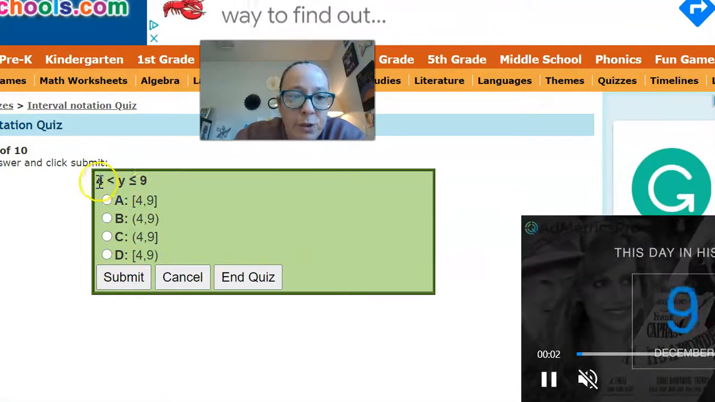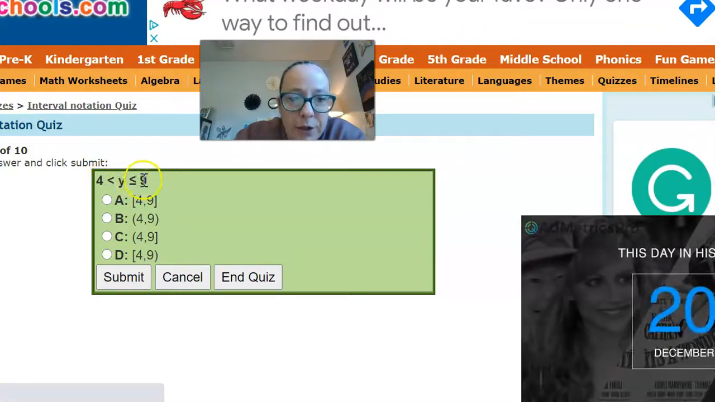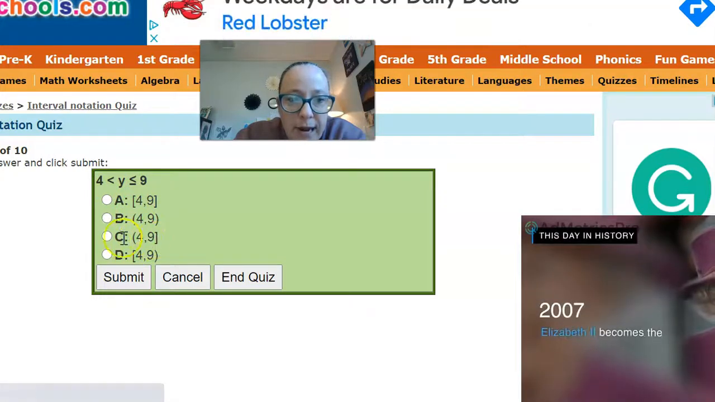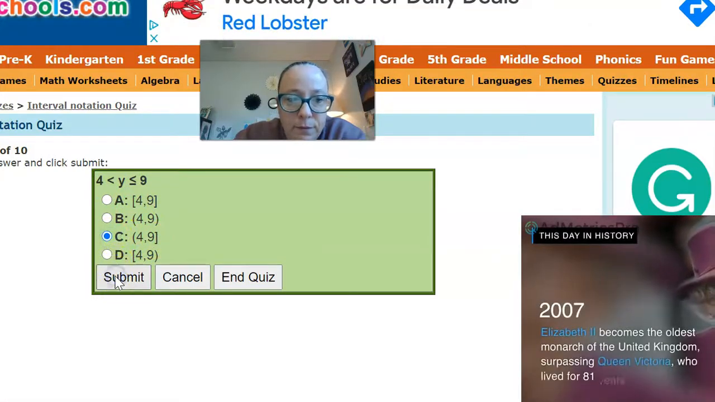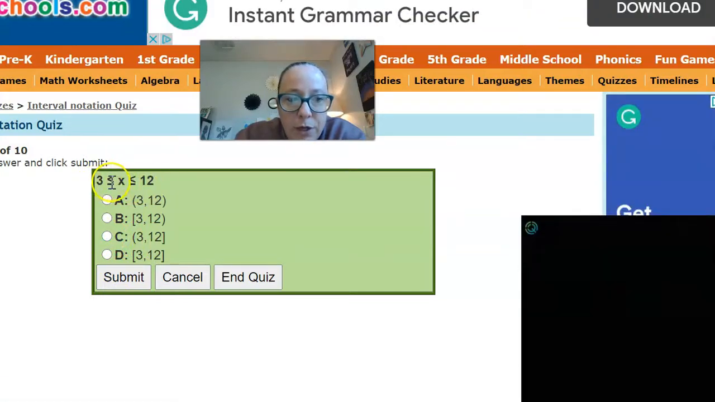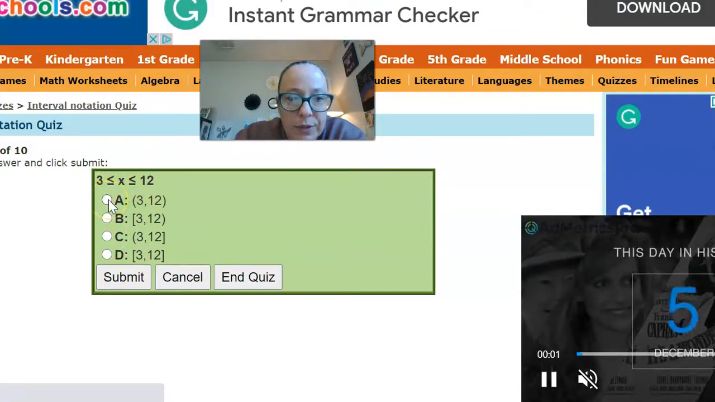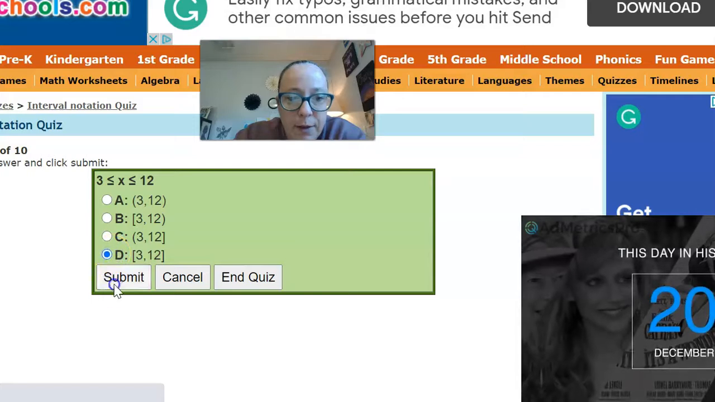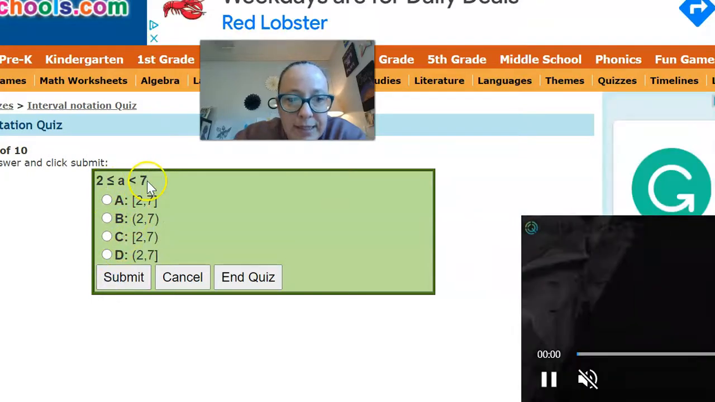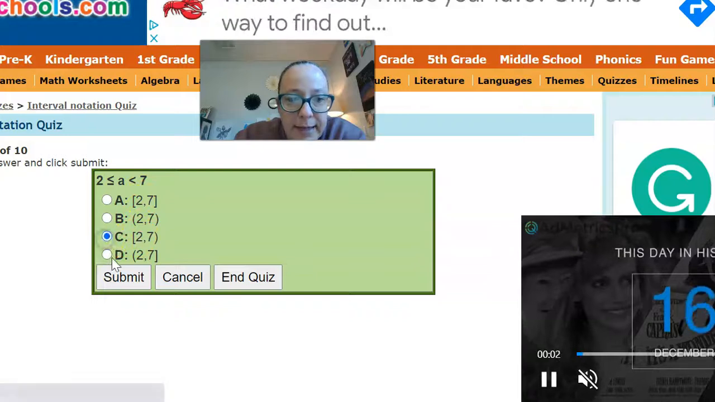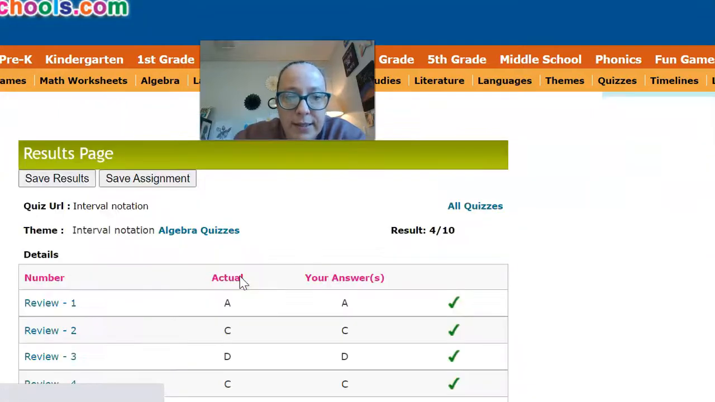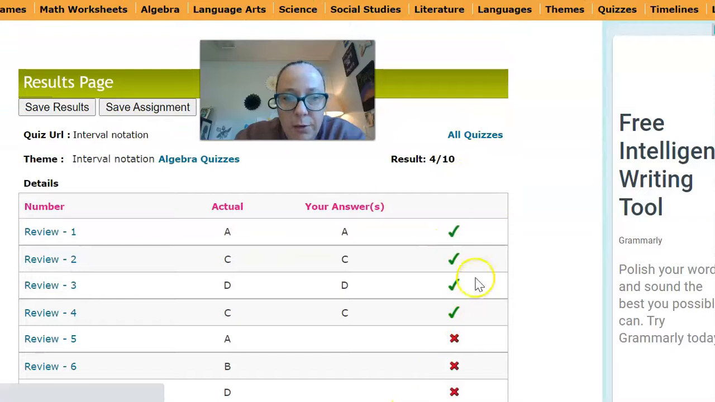Now look, this is between 4 and 9. The 4 is not included, but the 9 is. So that would be a parenthesis on the 4 and a bracket on the 9. All right, here, the 3 and the 12 are both included because of the equal to's, so it'd be brackets on both. This one, the 2 is included, but the 7 is not, so it would be C. And so on. I'm going to end the quiz, and it told me that all of those were right.